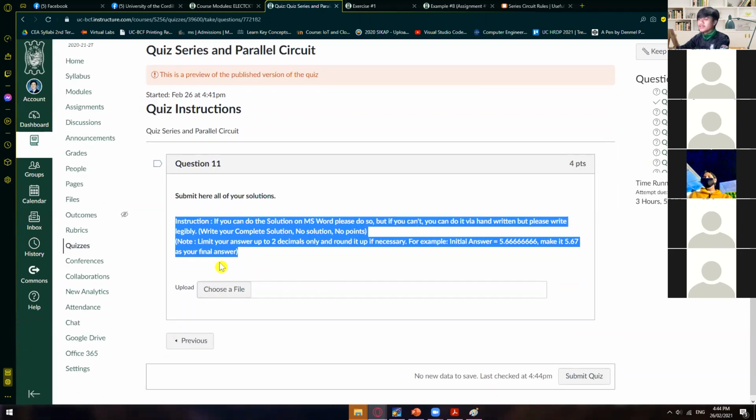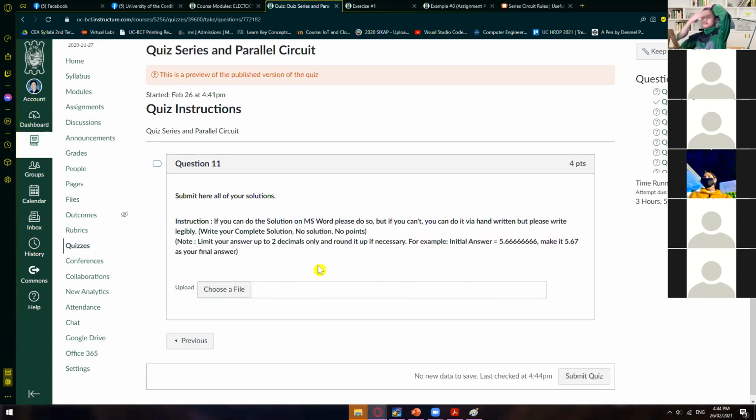In total, you're going to submit 2 files. One is for that specific question, number 2 I guess, and question number 11 is the whole solutions. Are we clear with this one? Yes po. Yes, sir.